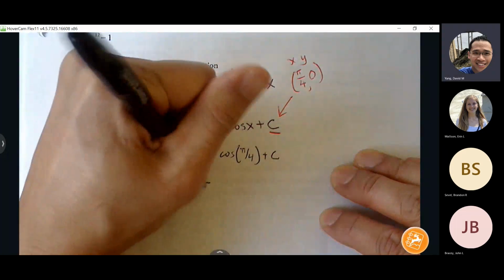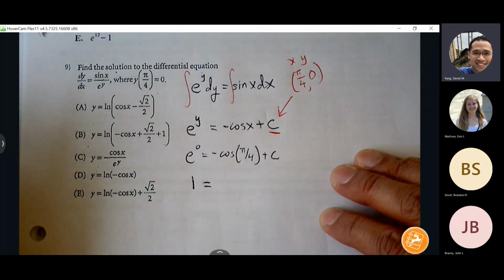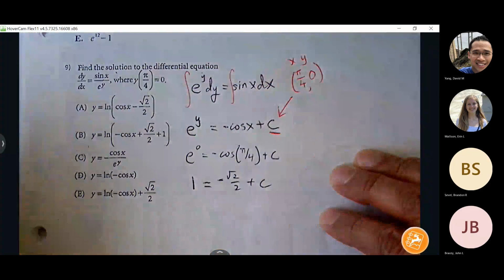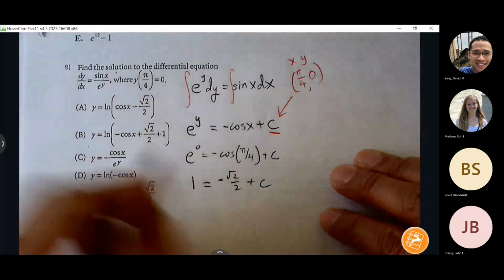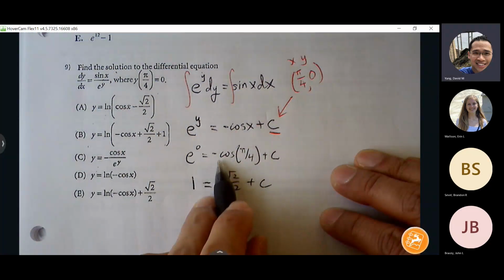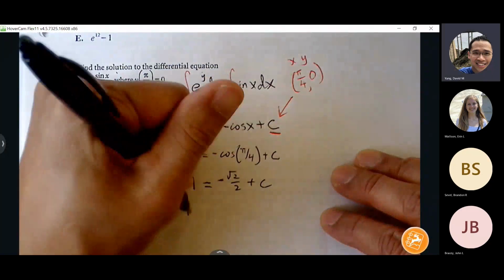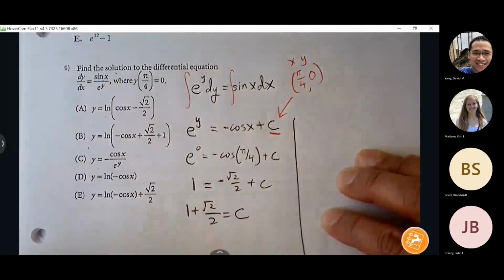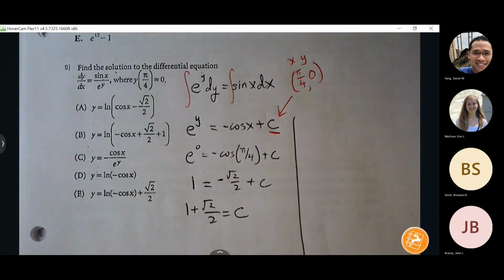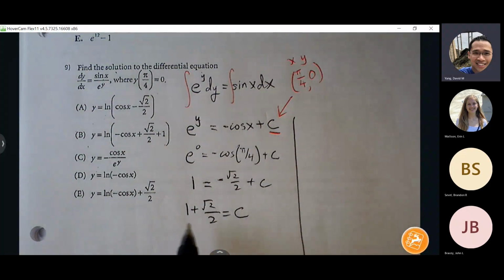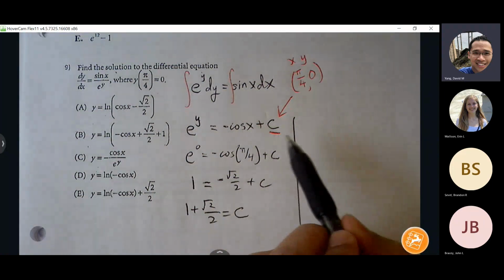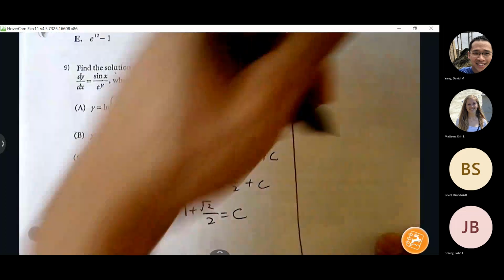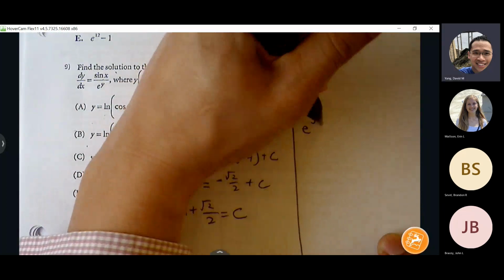Okay, so we know cosine of pi over 4 is √2/2. Negative is going to stay just because it's part of the problem. I can add that √2/2 over to the other side. Okay, so I'm going to replace the C with what I found here, and then see if I can get that y by itself.